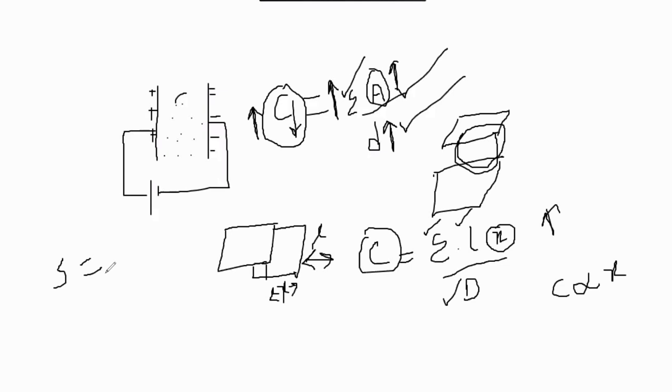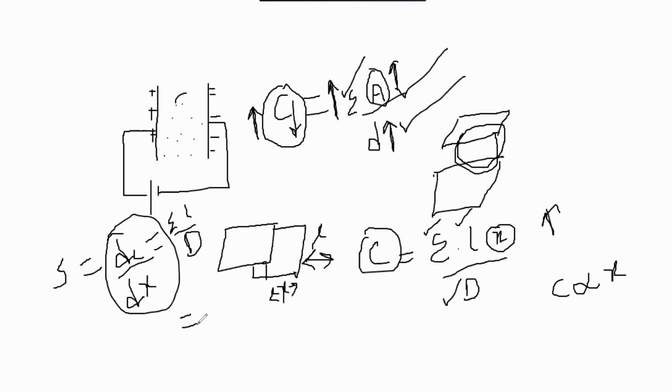So what is the formula? We can write dC by dx, that means the change in output by the change in input with respect to x. So dC by dx equals epsilon L by d. Epsilon is a constant, L is a constant, d is a constant. So dC by dx, that is the sensitivity, is a constant.